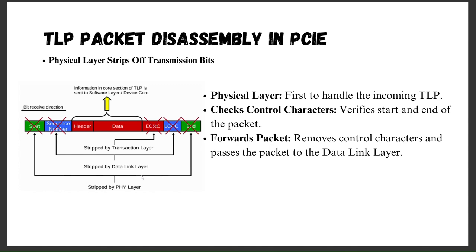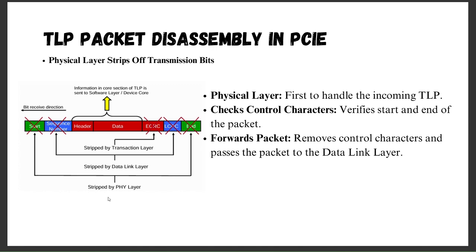So, how does the transaction layer process after this? It now works on the core part of the packet, which includes the header, data, and possibly the ECRC field.